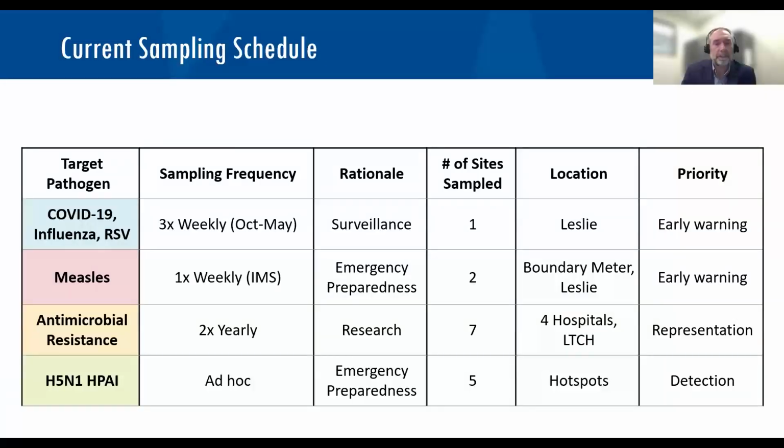For antimicrobial resistance, we did 2 times yearly from 7 different locations for a research project. We sampled from 4 of our hospitals and long-term care centers. And lastly, this summer, we sampled for H5N1 avian influenza from 5 different surface waters that were frequented by birds. And now I'd like to pass on over to my colleague Karina to speak about the timeline of our wastewater surveillance program.